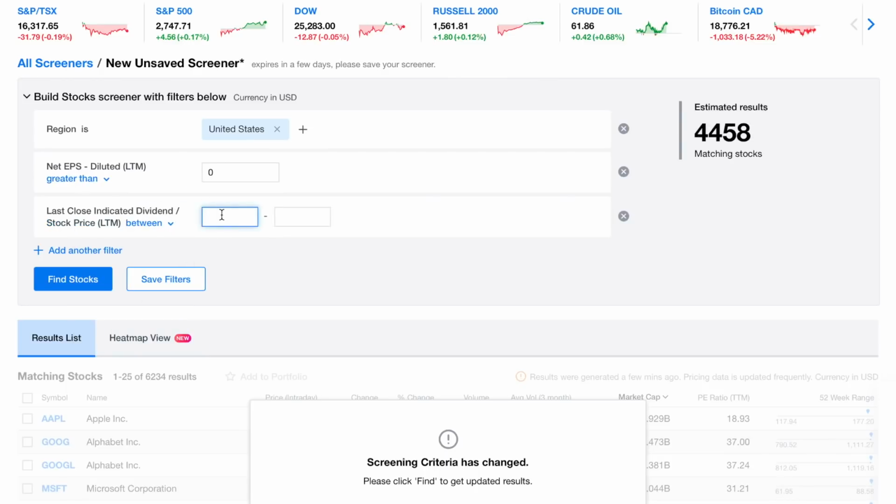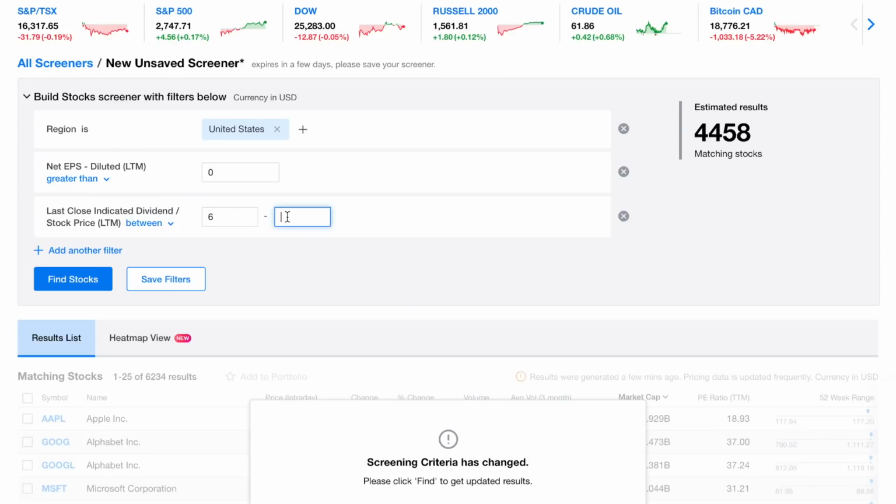Now you can enter your percentage range. In this, you don't have to put the percentage sign in, just type in the number value. So I like to trade dividends that are in that 6 to 10% range, so that's what I'm going to do. I'm going to put in actually 6 to 12. And now we're going to click Find Stocks. We have 479 stocks to choose from. That is a lot less than the 6,200 that was up there before.